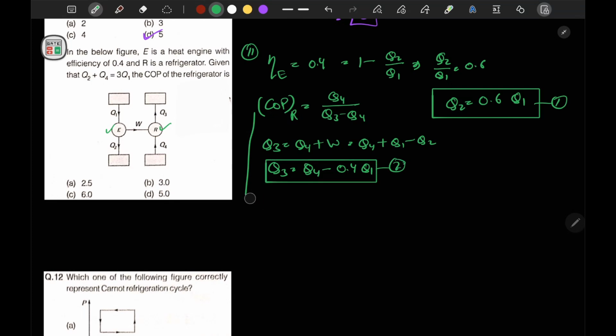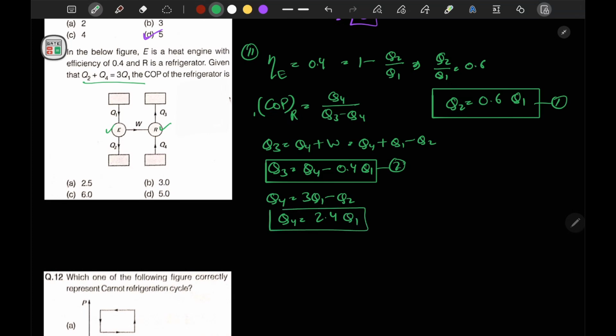Let's find one more equation; we will do this later. Using the given equation, Q2 plus Q4 is equal to 3Q1, we can find that Q4 is equal to 3 times Q1 minus Q2. We know that Q2 is equal to 0.6 times Q1, so we get Q4 is equal to 2.4 times Q1.